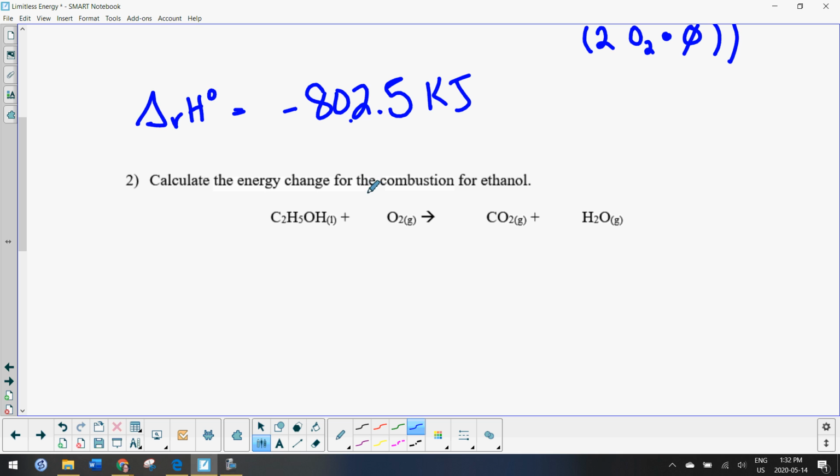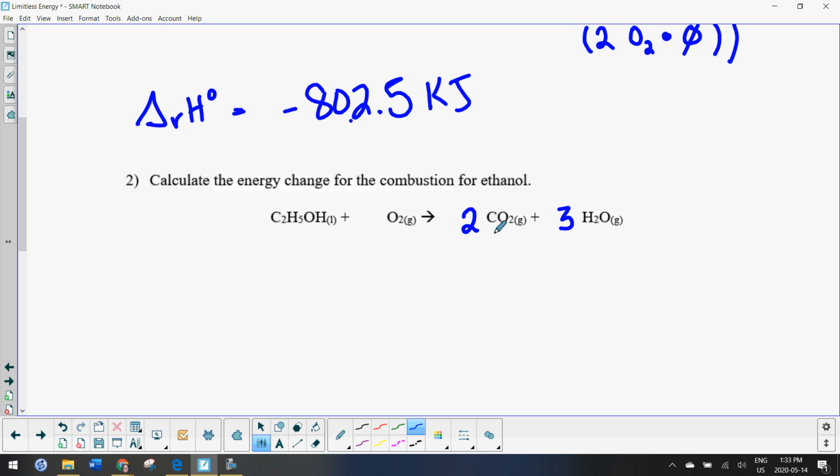Okay? So first we have to balance. So if you struggle with balancing, pause the video and see if you can balance it on your own, and then you can press play. Okay, so we have 2 C's on this side, but only 1 here. So we're going to put a 2 in front to balance out my C's. I have 6 H's. I only have 2 here. So I need to put a 3 because 3 times 2 is 6.